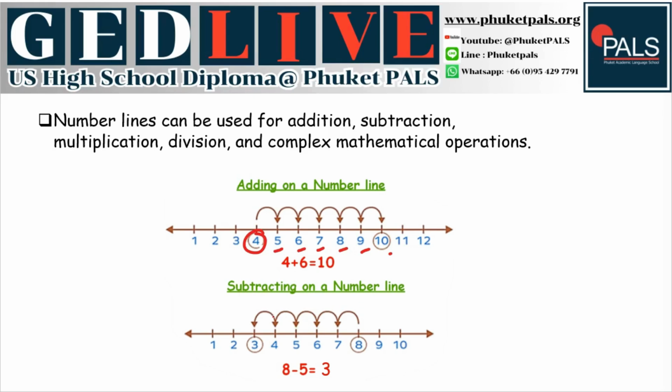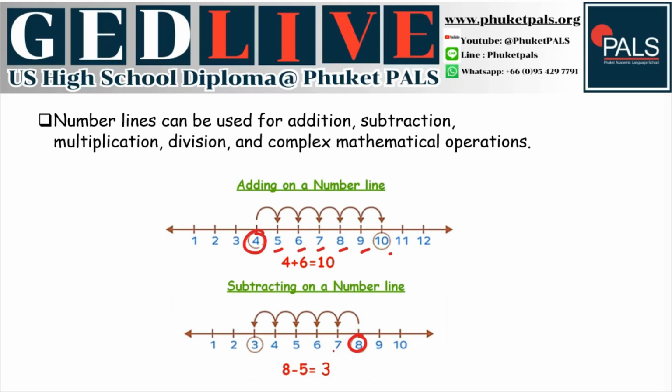Likewise, you can do the subtraction here. So here the question is 8 minus 5. You will choose 8, and you know that for subtraction, we go in the decreasing direction, right? The number's value will be decreasing, so you have to go in the decreasing direction and reduce.